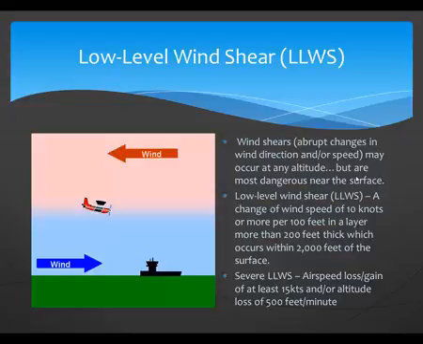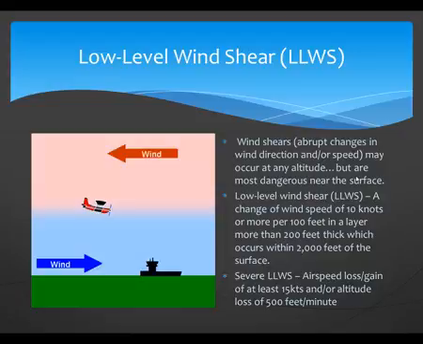Another hazard is the low-level wind shear. Wind shears, or abrupt changes in wind direction or speed, can occur at any altitude, but they are most dangerous when they occur next to the surface. It's technically defined as a change of wind speed of 10 knots or more per 100 feet in a layer more than 200 feet thick, which occurs within 2,000 feet of the surface.